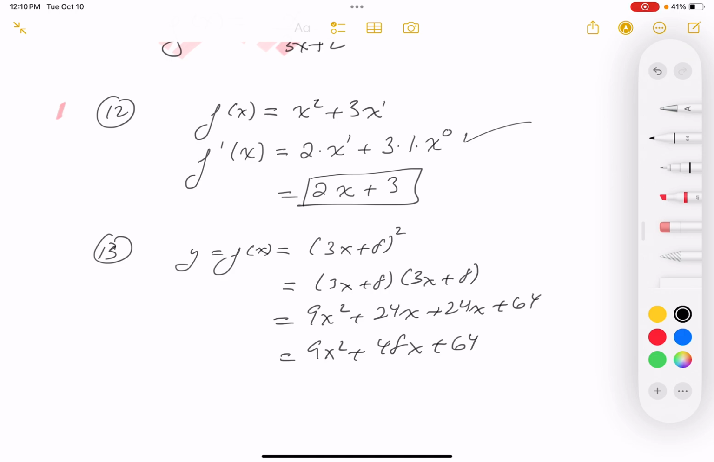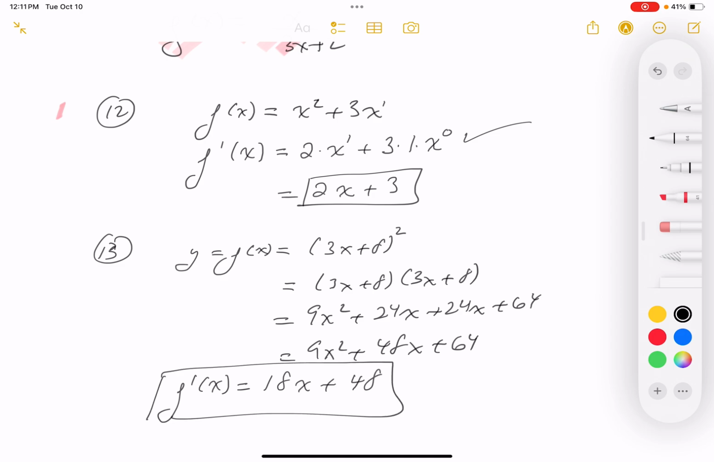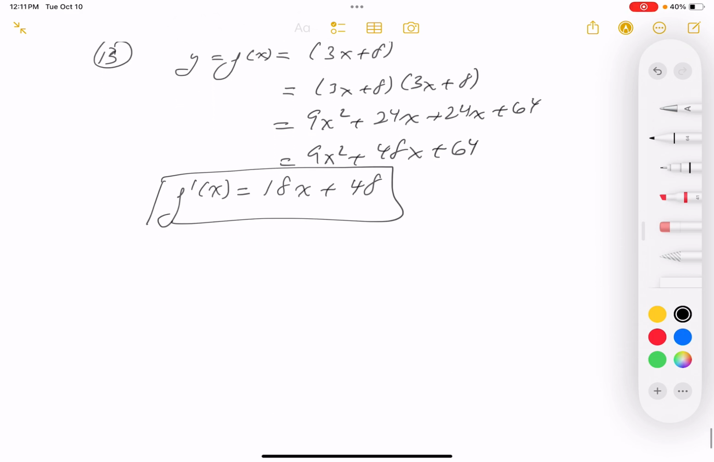Now, what happens to some students after doing that work, they say, oh, this is the answer. That is not the answer. I needed to do that, though, to get its derivative. So let's write this down. F prime, what's that going to be? 18x plus 48. That's problem number 13. Let's go to problem number 14 now.